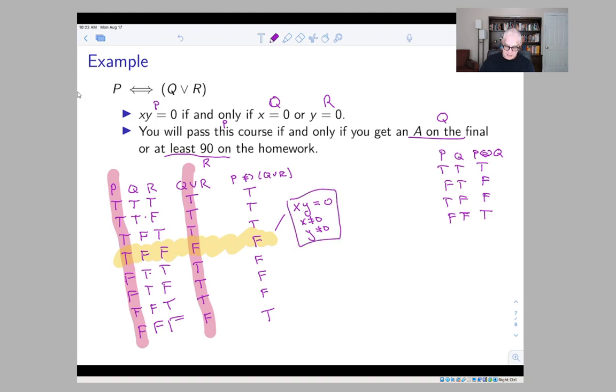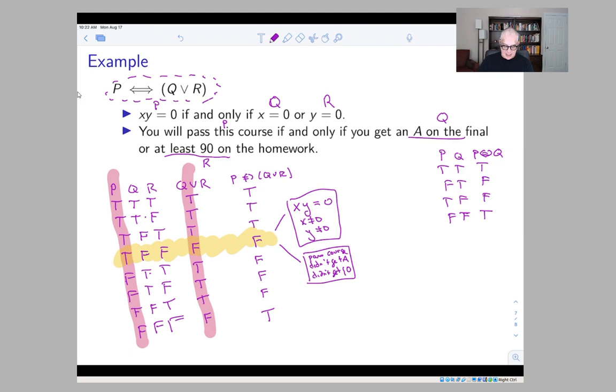And then also let's look at the other case. So this is also the case where you pass the course, that's true, and then if and only if, but you didn't get an A on the final, and you didn't get 90 on the homework. So these two statements are kind of false in different senses. The fact that it's false as a logical statement means that this as a promise is a lie. The whole statement together is a lie, regardless of whether the individual statements are true or false.